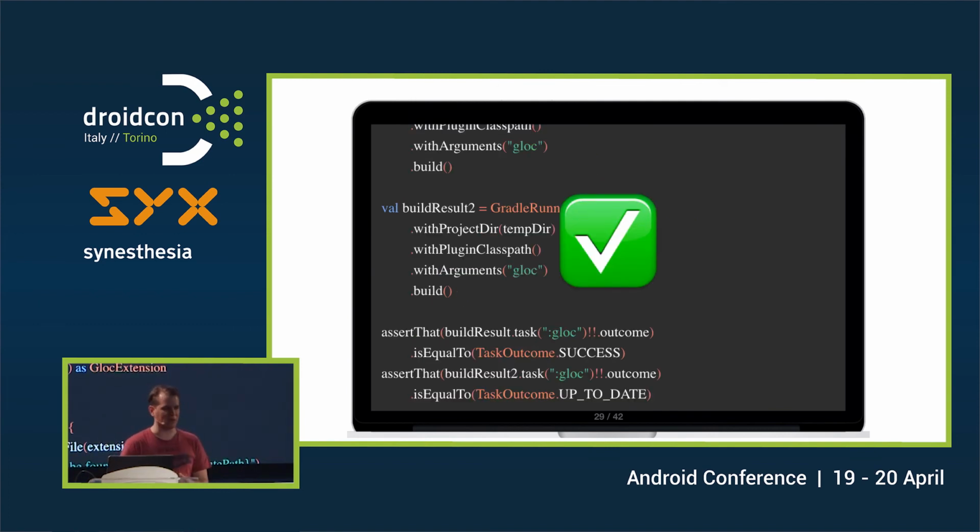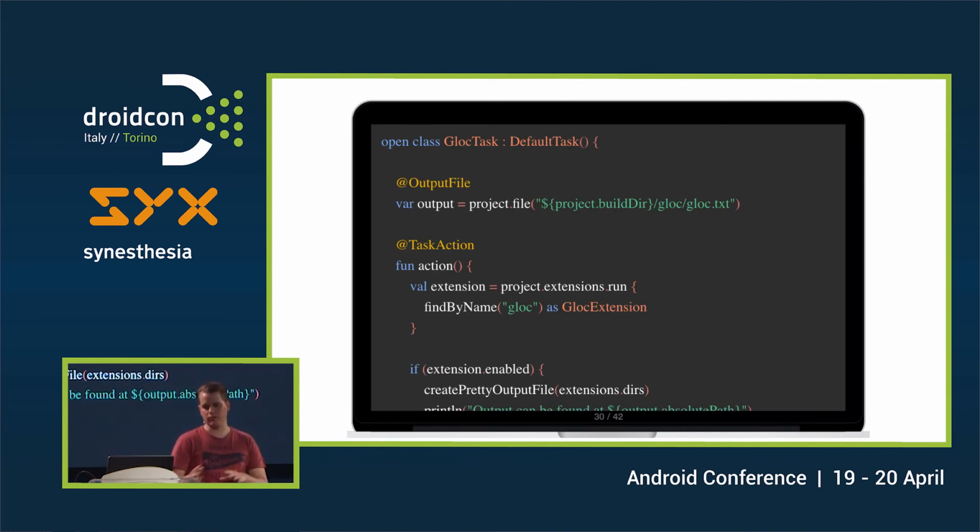But that's far away from reading lines of code. To go forward here, you see I can use the project extension container to find my glog block, which I have defined in the apply plugin. It will be returned, and we only want to run if the extension is enabled. Then we create the output file based on the dirs file paths. I've split that out because I don't want to show how to read lines of code in a file hierarchy, but I want to show how to write a plugin. And finally, we want to print out where the output that the task generated can be found.